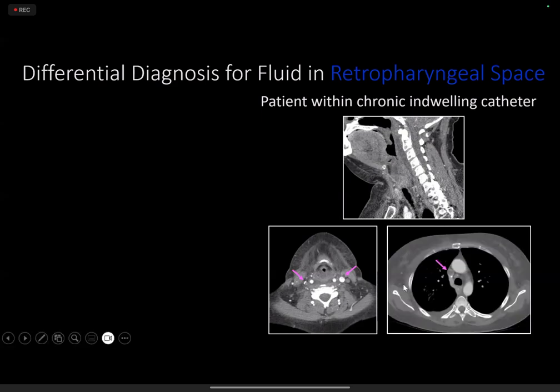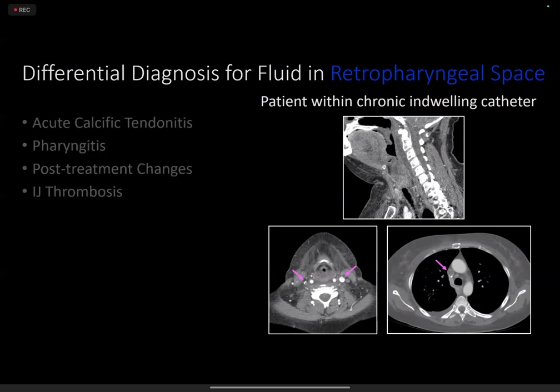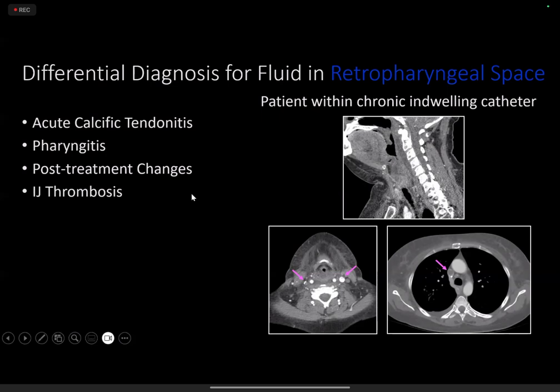Follow the right internal jugular vein down to the SVC. There's clear thrombus within that SVC. You can see that catheter is sort of tacked out along the posterior aspect of the vessel. Again, here's our differential right over here, and this obviously turned out to be a case of IJ thrombosis.